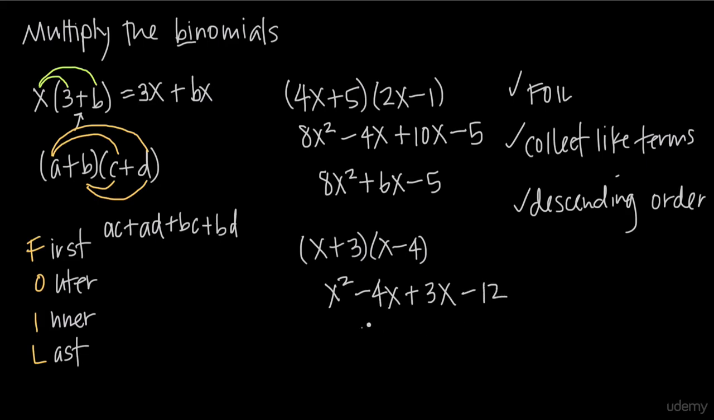We're going to collect like terms. This negative 4x and the positive 3x is going to give us a negative x. So we're going to have x squared minus x minus 12 as our final answer after we multiply the binomials together.